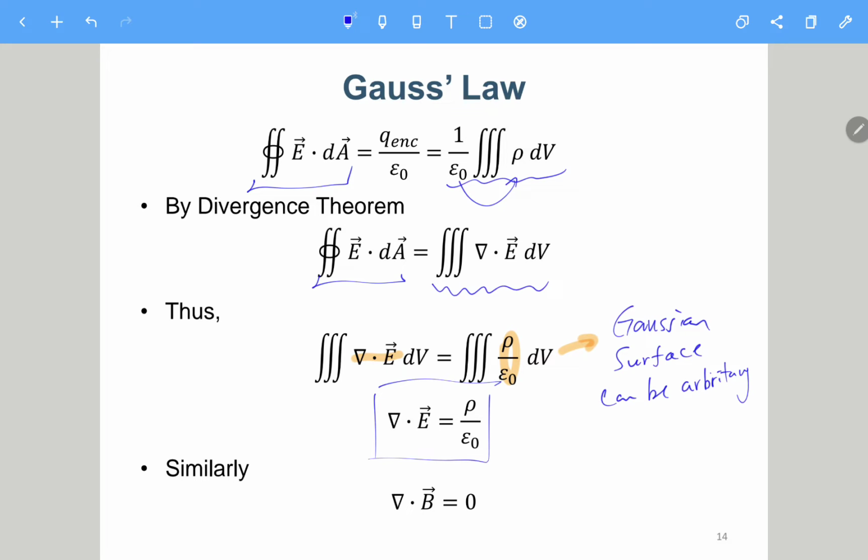And similarly, for the Gauss law for magnetism, which is like the integral of B dot dA equals 0. So that's why we have this one. Okay, so quickly we can use the divergence theorem to convert the integral form of the Gauss laws to these two PDEs.